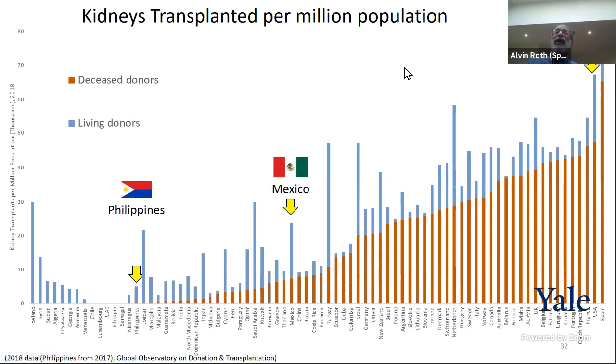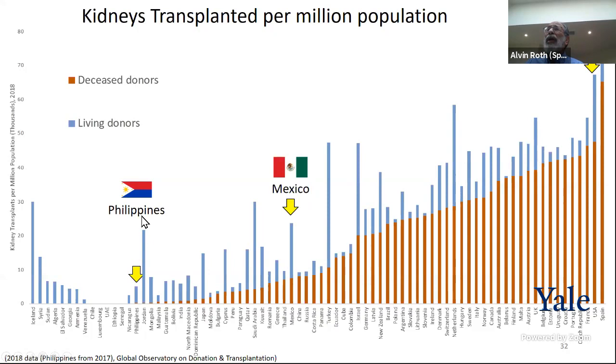This picture is a picture of the world. I'm going to just talk about a little of the world. Red is deceased donor transplants. Blue is living donor transplants per million population. Here's the USA. We're edged out a little bit by Spain, which has a very good deceased donor transplant rate per million population. But I want to draw your attention to Mexico and the Philippines, which neither of them has kidney exchange, but they both have transplants. That is, if you were in Mexico or the Philippines, you could get a high quality transplant if you needed one and could afford it.